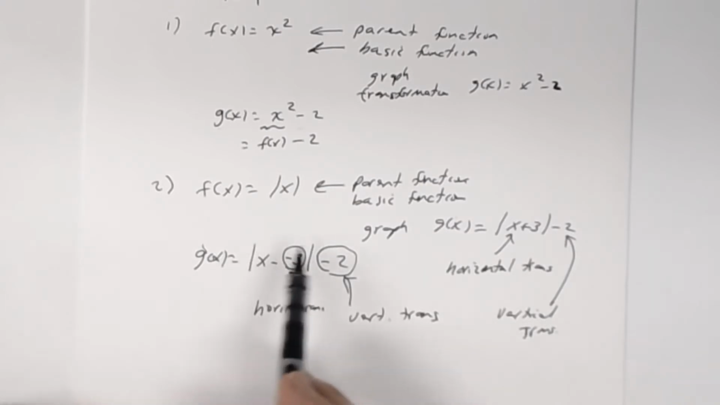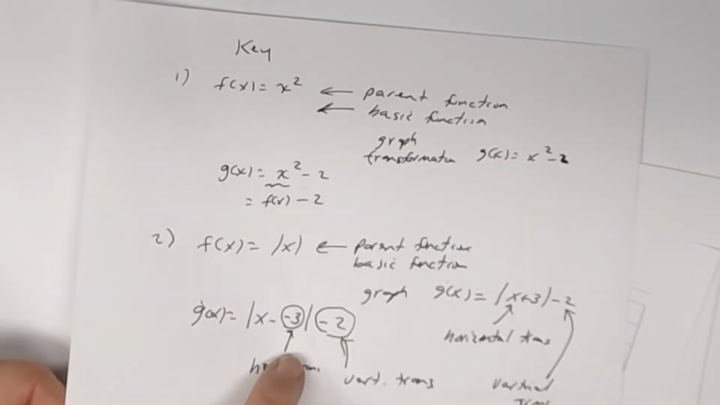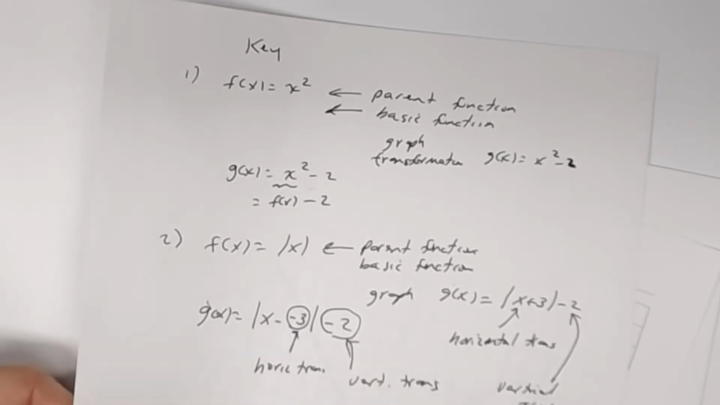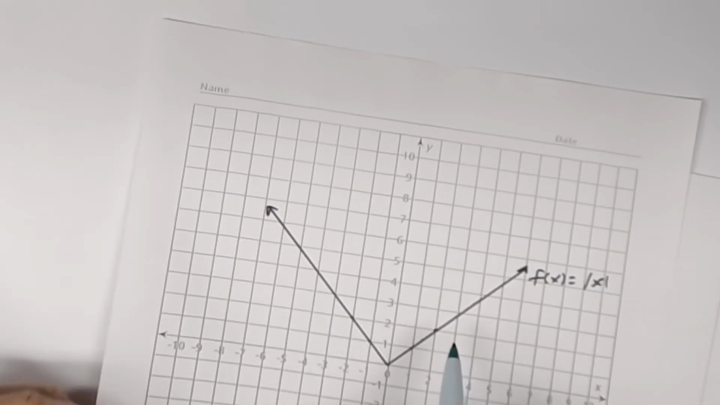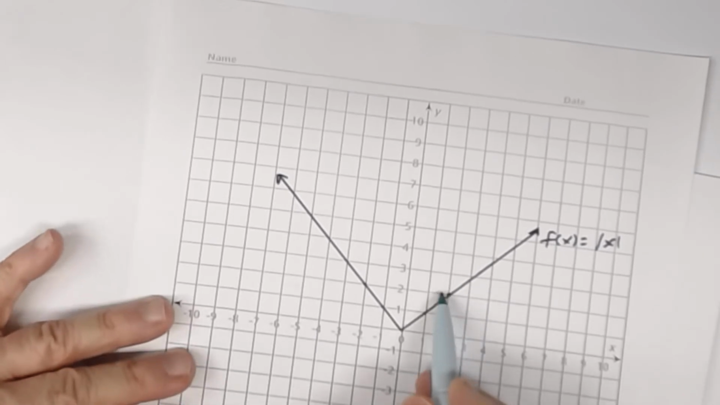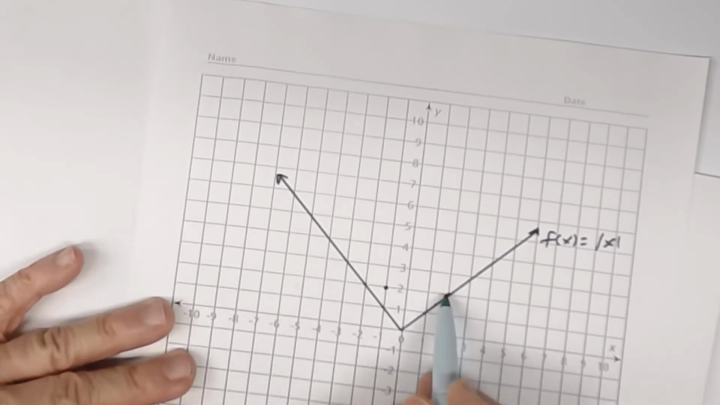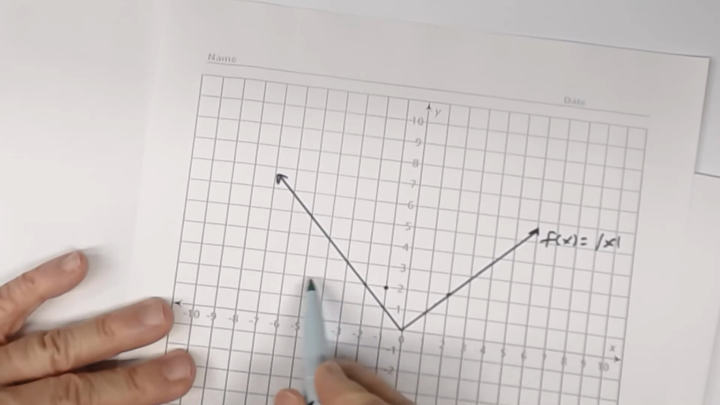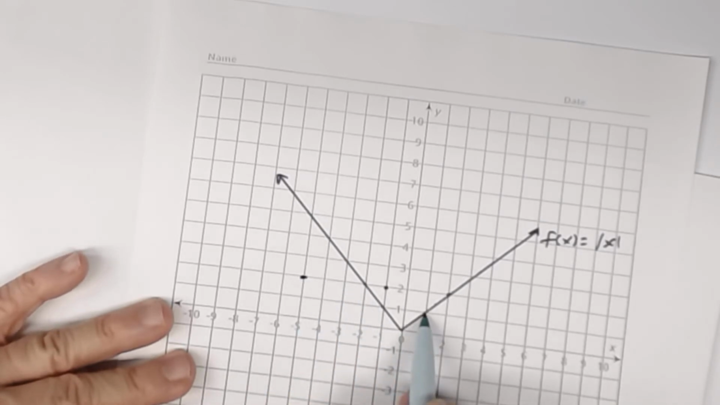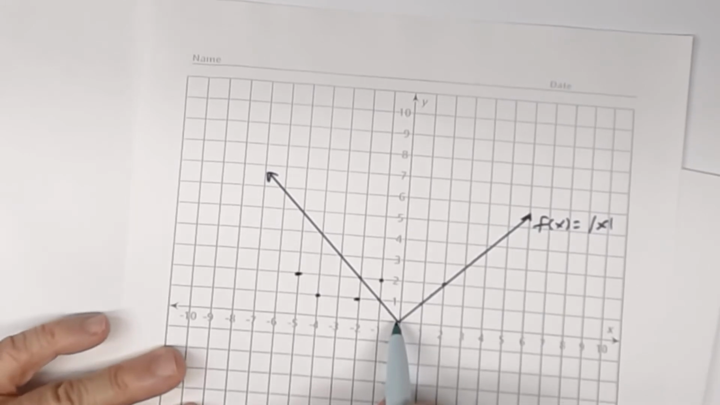So since it's negative, see negative 3, always do the horizontal first, always do the vertical last. So you're going to go to the left 3 units. So here's what's happening. You go 1, 2, 3, take this point here, go 1, 2, 3, take this point here, go 1, 2, 3, take this point here, go 1, 2, 3. The vertex here, you're going to go 1, 2, 3 to the left as well.